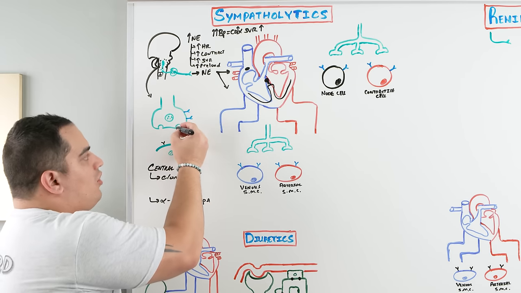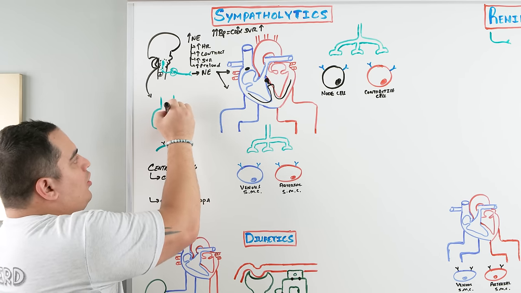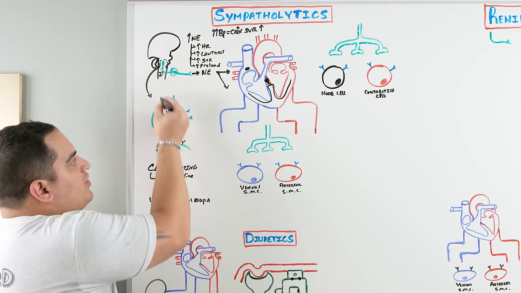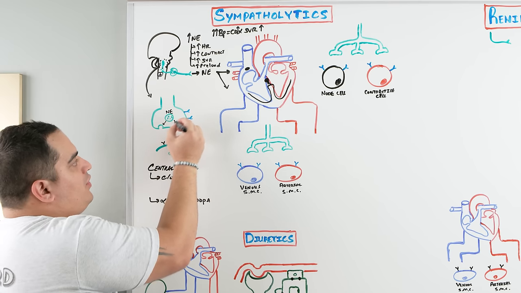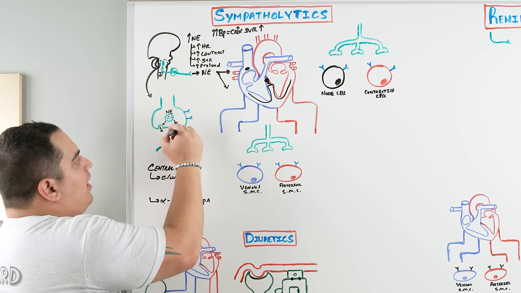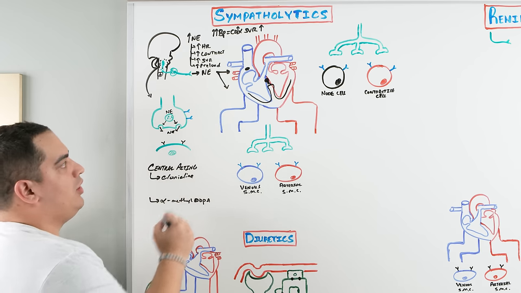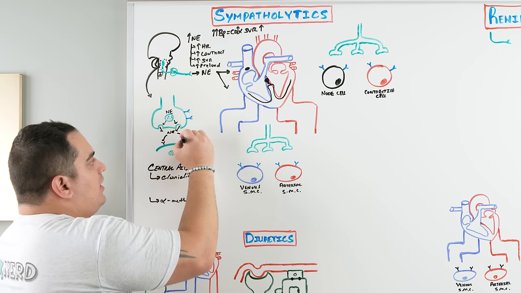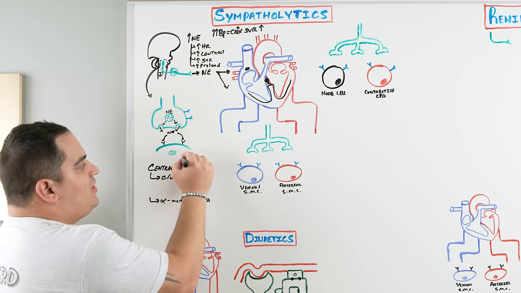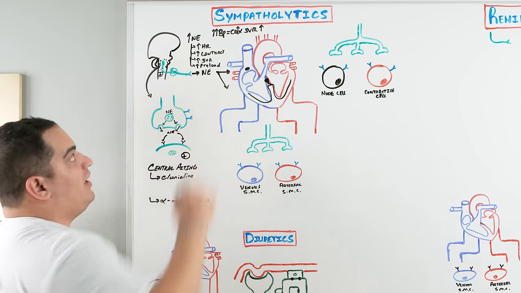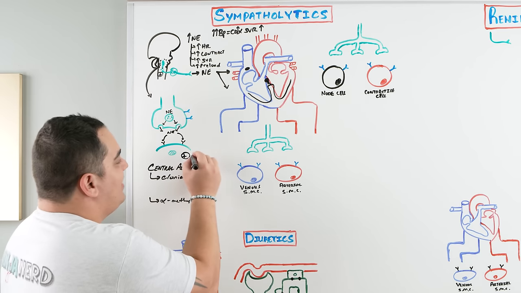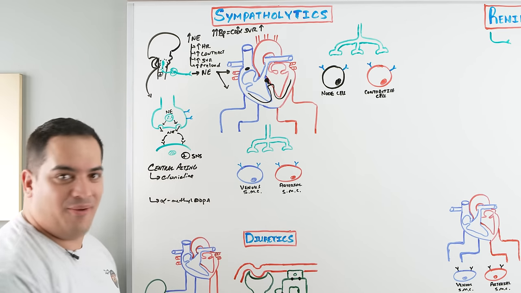Now here, this neuron has vesicles containing norepinephrine. And when this nerve is stimulated, right, it fuses with the cell membrane and starts plucking out norepinephrine into the synapse. Norepinephrine will then bind onto these receptors and then stimulate flow via the sympathetic outflow. So it'll stimulate sympathetic nervous system outflow.